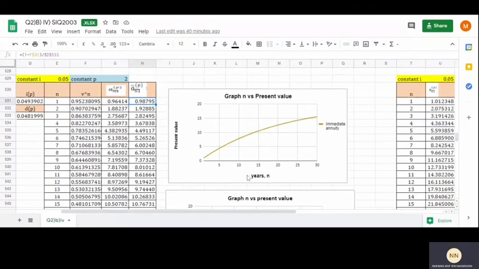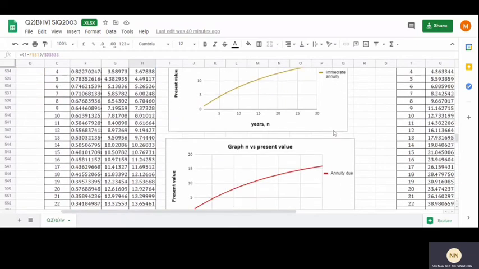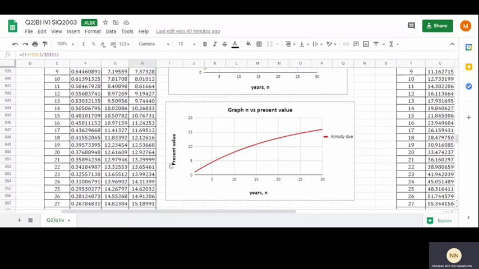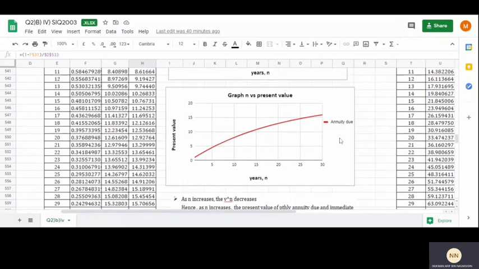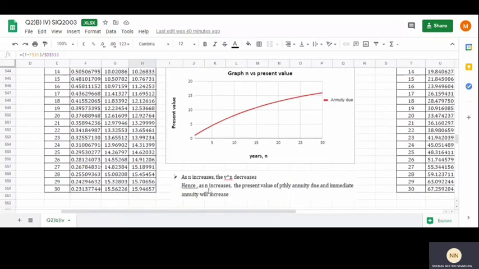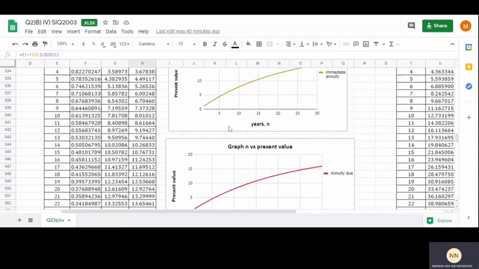The first graph is for years on the x-axis and the present value of the immediate annuity on the y-axis. And the second graph is the present value of the annuity due. So from both graphs, we can say that as n increases, the present value of the annuity due and the immediate annuity will increase.